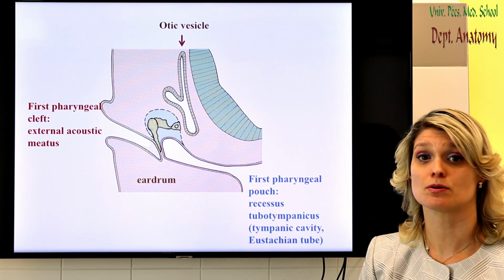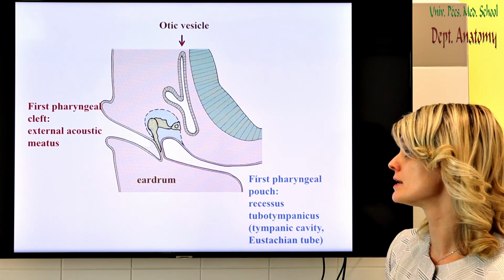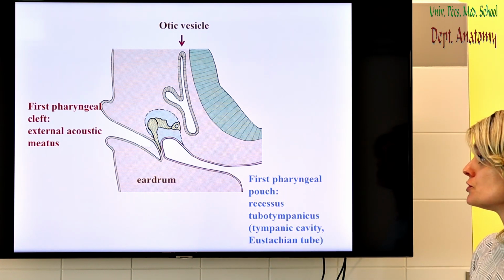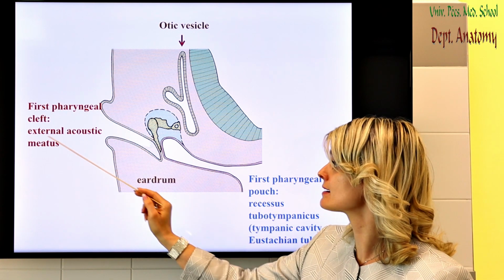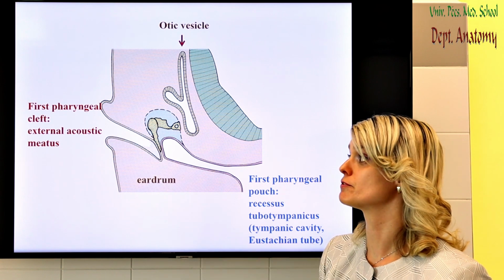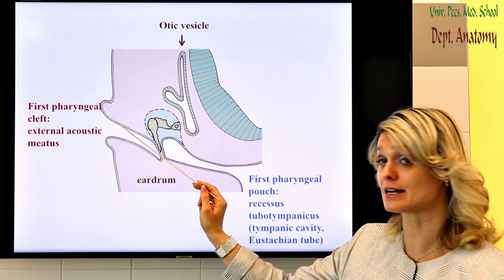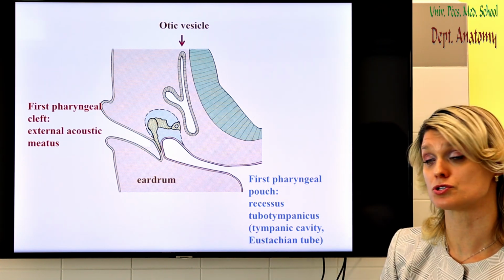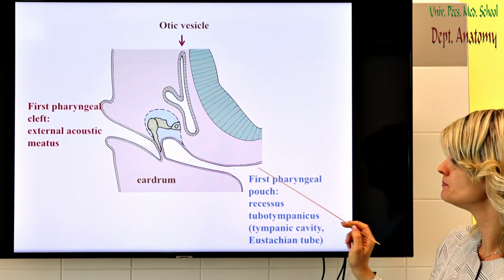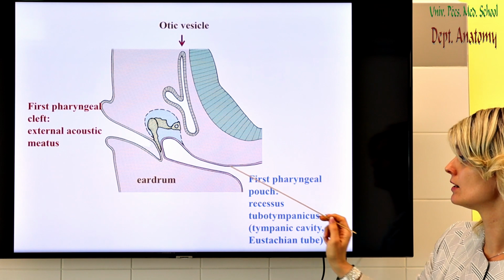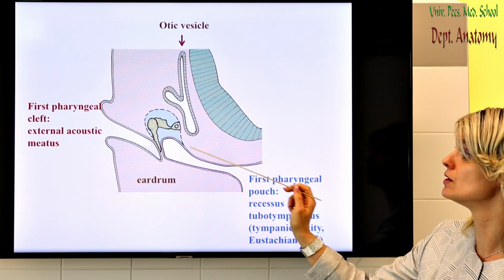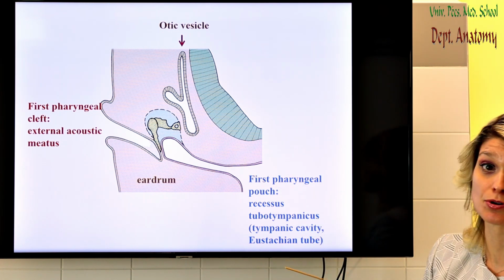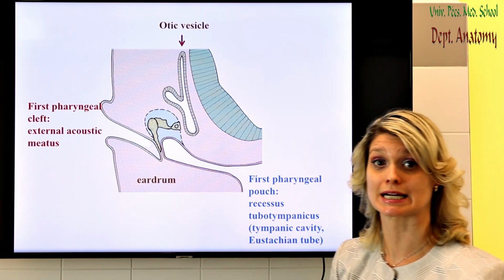Here you can see the development of the external acoustic meatus and the tympanic cavity with the Eustachian tube. So you see that the external acoustic meatus is developing from the first pharyngeal cleft. So there we have ectoderm, and the outermost part of the eardrum originates from the ectoderm, while the tympanic cavity with the tubotympanic recess will originate from the first pharyngeal pouch. So there we have endoderm, and between them we have a little connective tissue.